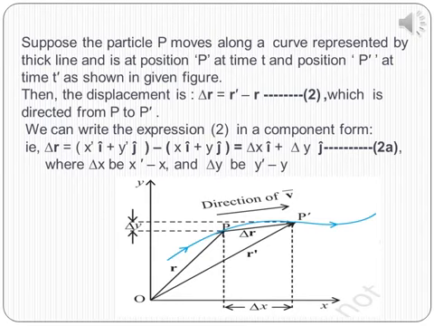Since the displacement vector is the change in position, the displacement vector can be mathematically written as delta r is equal to delta x i cap plus delta y j cap, which is expression 2a. This expression represents the displacement vector of a particle in two dimensions or in a plane.